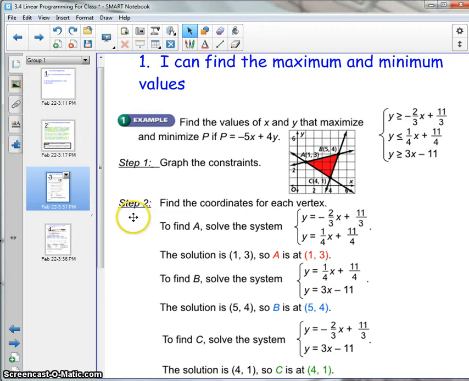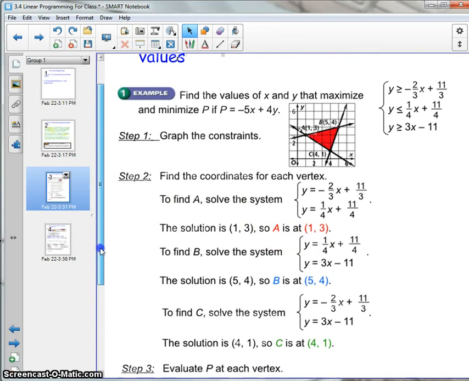Jumping to step 2, we want to find the coordinates for each of our vertices. We said in our last slide that our vertex is at a corner of our feasible region. So to find point A here, our vertex, you would want to solve the system of equalities. We have our two equations. If you solved using substitution or elimination, you're going to find that the solution is (1, 3). Or you can just look at the graph, which is what we're going to be doing in this lesson, and just figure out where that point is. So we see that the solution is at (1, 3).